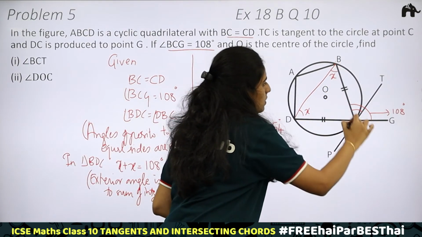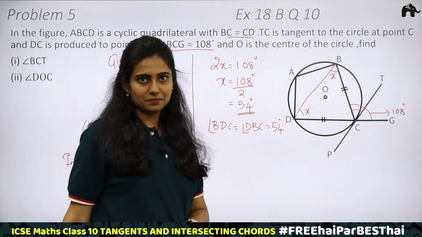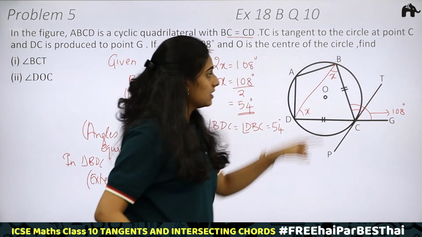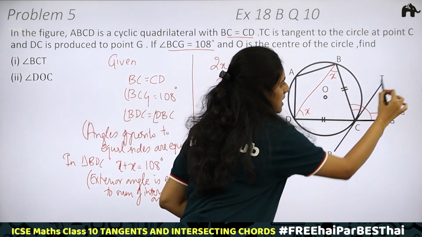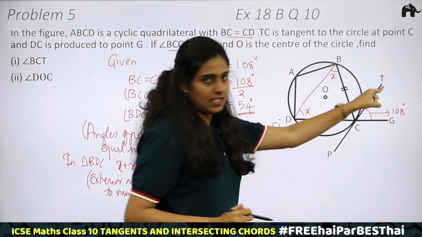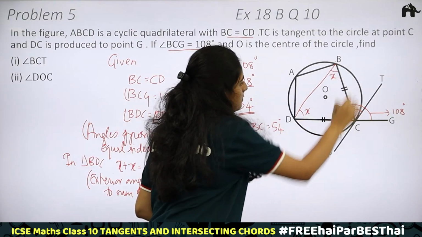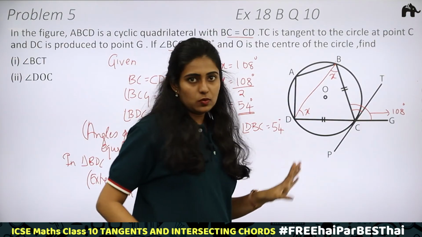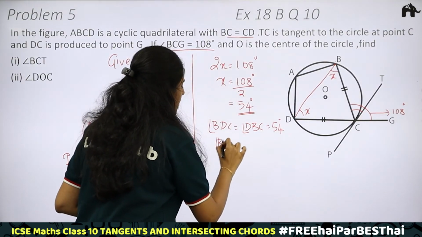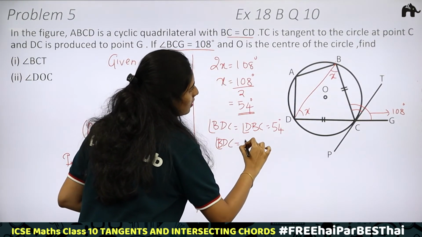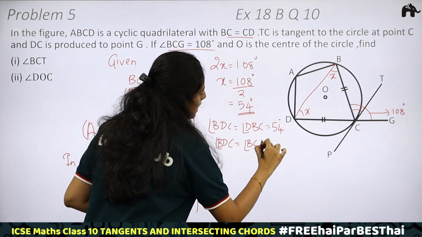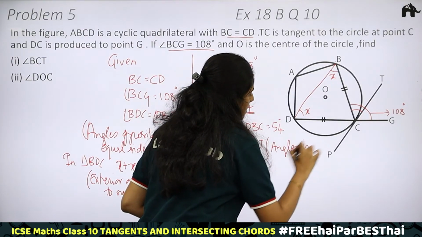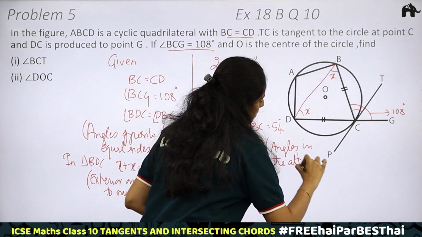Is there any relation between BCT and BDC? Here, considering the chord BC, the tangent CT makes an angle BCT. The same chord on the circumference of the circle makes an angle BDC. So they will be equal. Angle BDC is equal to angle BCT. What is the reason? Angles in the alternate segment.